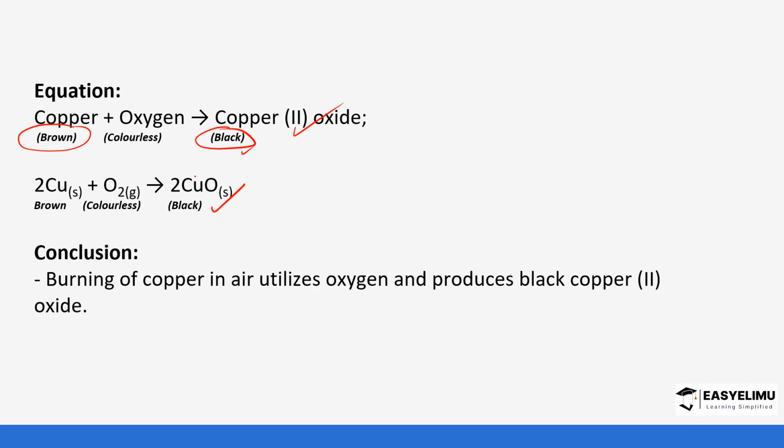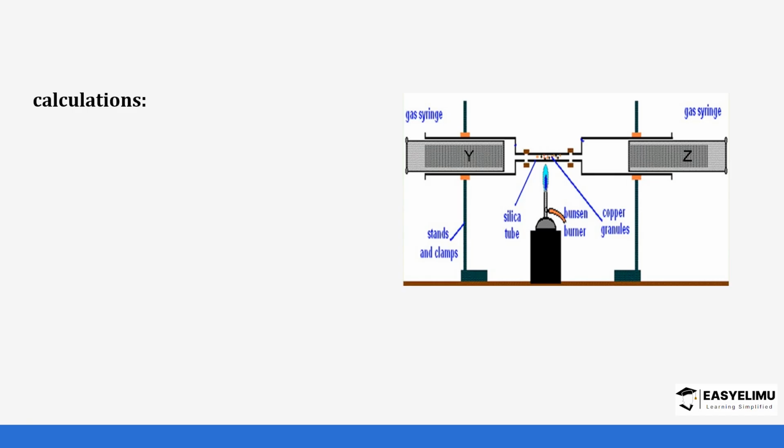And this helps us to conclude that copper utilizes oxygen when it's burnt to form copper 2 oxide products. So if we were to calculate the final calculations, remember we were passing the air from syringe Y to syringe Z. First of all, we were passing it slowly to give the air enough time to come into contact with the copper solid.